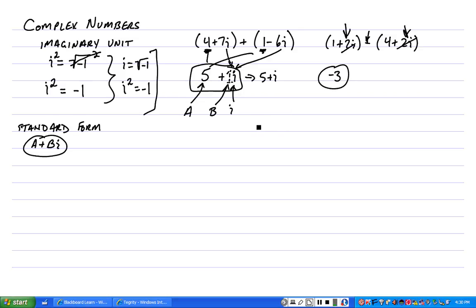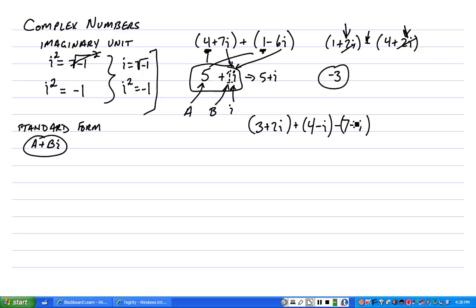Well, let's go with 3 plus 2i, plus (4 minus i), minus 7, put this in parentheses, plus i. Okay, so 3 plus 2i plus 4 minus i minus 7 plus i.